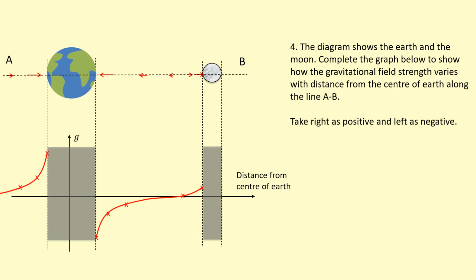Okay, now on the right-hand side of the moon, it's going to be an attraction towards the moon. So the force is towards the left there, and it's getting weaker the further away you move from the moon. And so the field strength will vary like this.